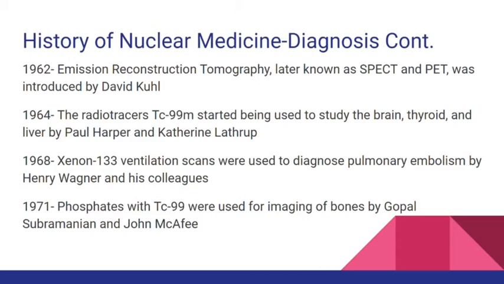Catherine Lathrop. In 1968, xenon-133 ventilation scans were used to diagnose pulmonary embolism by Henry Wagner and his colleagues. In 1971, phosphates with TC99M were used for imaging of bones by Gopal Subramanian and John McAfee. In 1973, thallium-201 was introduced for imaging of myocardial perfusion by Elliot Lebowitz, inspired by the proposal of Kawana.